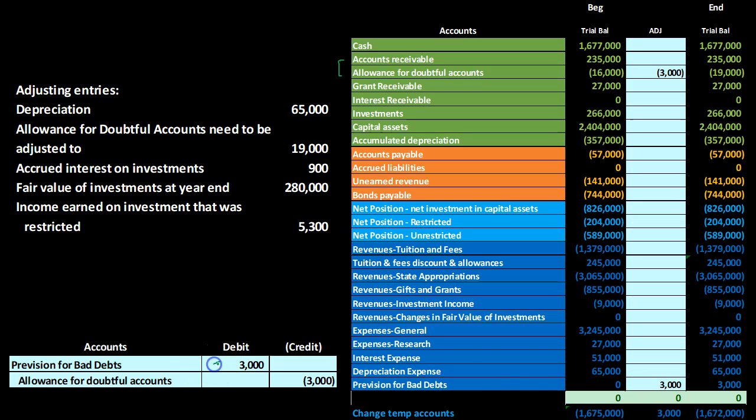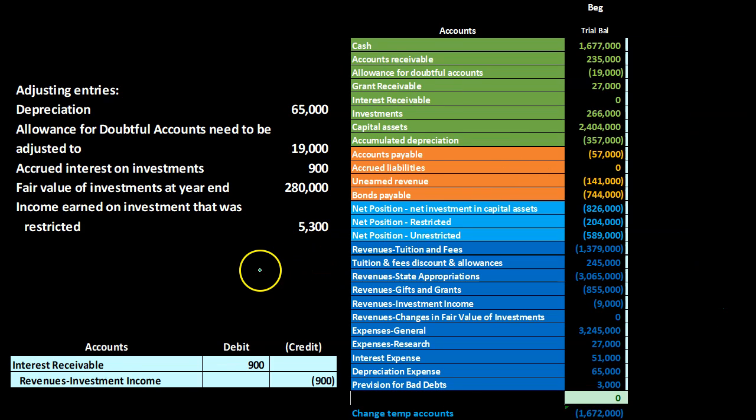We've got the provision for bad debt. That's going to be down here. It's going to go up in the debit direction, bringing down what would be similar to the net income. Then the allowance for doubtful accounts, this is going to be the contra asset account, going up in the credit direction to the 19,000, which we determined that it should be. As it goes up in the credit direction, it will bring down the net value of the receivables.